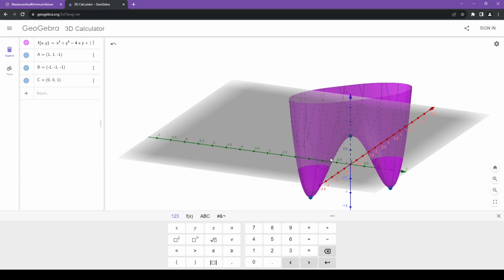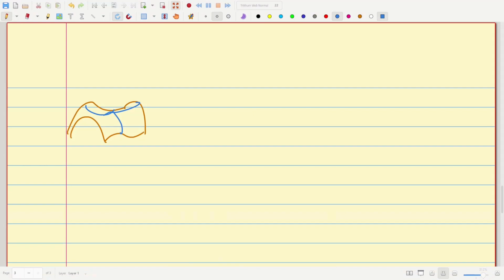I'm not an artist. I apologize. I haven't figured it out yet. Okay. So that is most of the story for this section, okay?